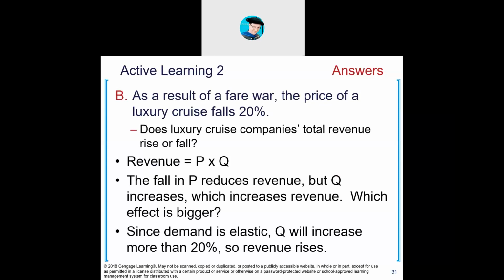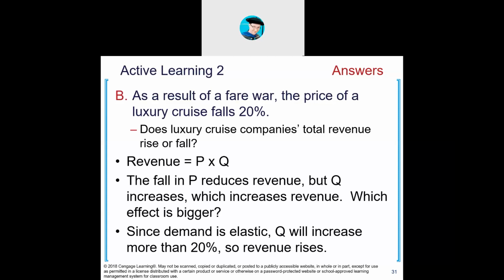Cruise lines. Let's say we got Carnival and Norwegian. Carnival and whatever the other big one is there. Let's do Norwegian, I guess. So we got Carnival, Norwegian, the cruise companies. As a result of a fare war, you can do the same thing with airlines, I guess. The price of a luxury cruise falls by 20%.